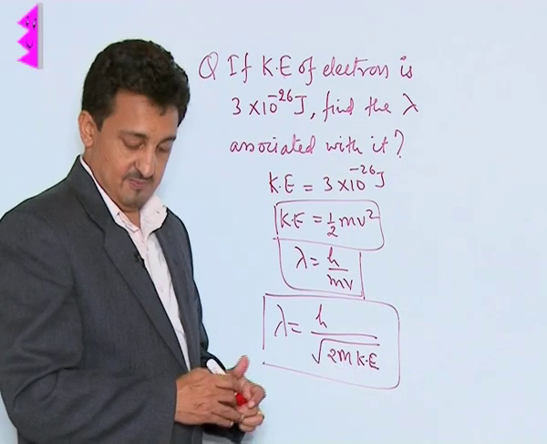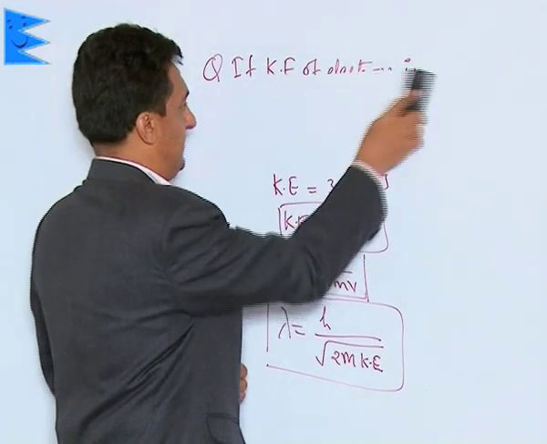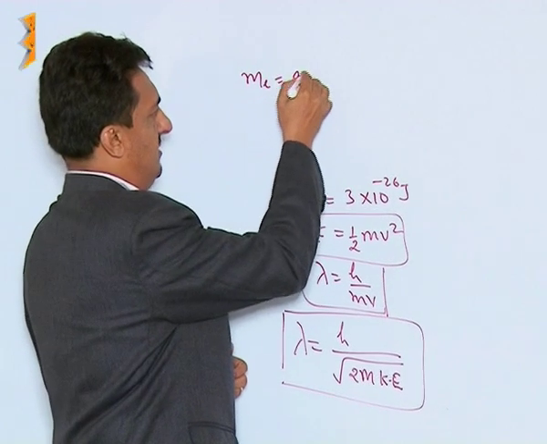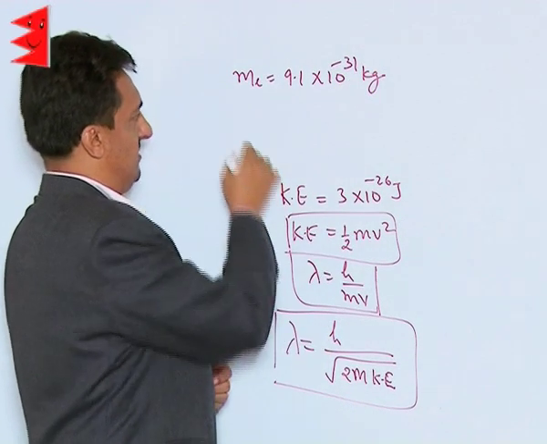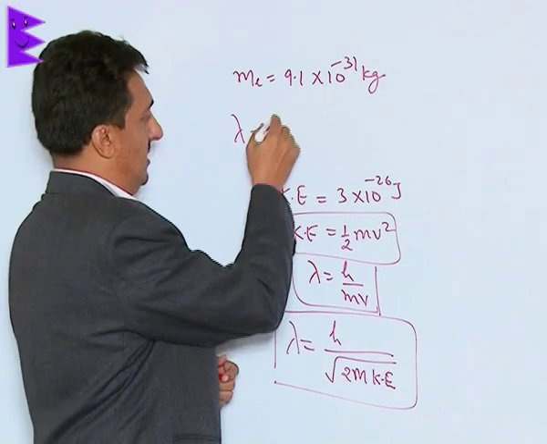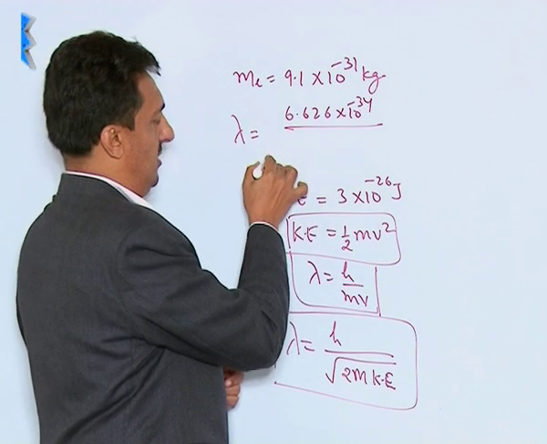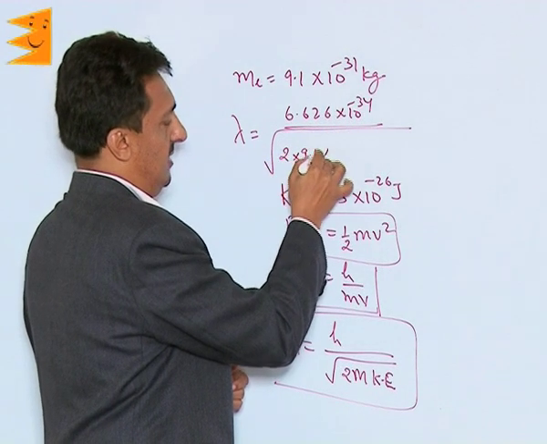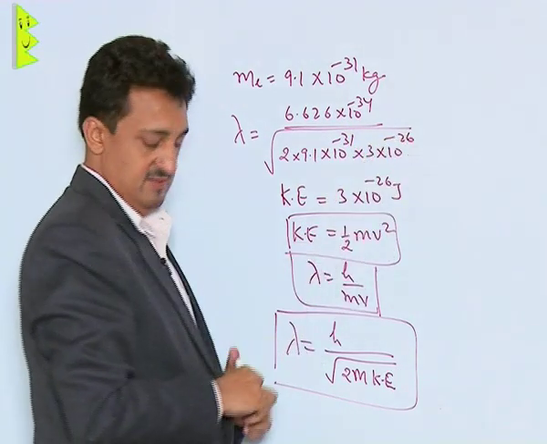So now we know kinetic energy is 3 into 10 to the power minus 26, and we know the mass of the electron is 9.1 into 10 to the power minus 31 kg. Kinetic energy is this much, so our lambda is h over square root of 2 m KE. How can we write this? It will be h, which is 6.626 into 10 to the power minus 34, over the square root of twice into 9.1 into 10 to the power minus 31 into 3 into 10 to the power minus 26.